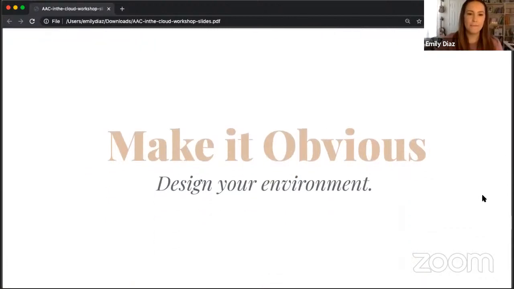So make it obvious. In the book, he gives many examples of how to make things obvious. So one of the examples is that you need to design your environment in order for it to be obvious. A lot of us have already engineered our environment. You've probably heard that phrase before, an engineered classroom, an engineered environment.